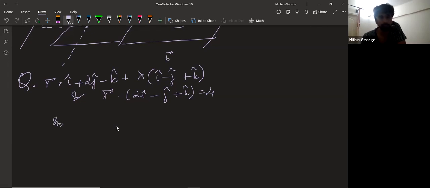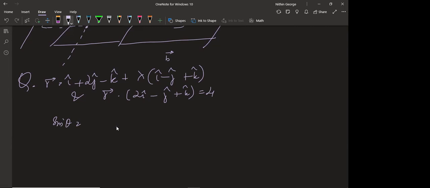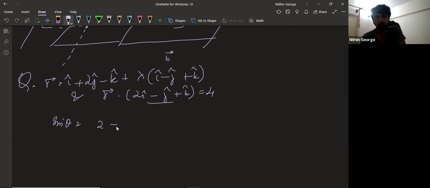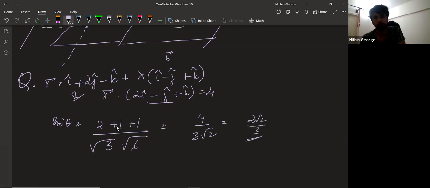Wait. So we have sine theta, like we understood, between line and a plane. Just think about that. From the plane, you get the normal vector. So sine theta will be equal to the dot of these two. When you dot these two, you get 2 plus 1 plus 1 divided by the modulus of each. Root of 1 plus 1 plus 1, root 3. Root of 2 square plus 1 plus 1, which is root 6. This becomes sine theta equal to 4 divided by 3 root 2, which is 2 root 2 divided by 3. So theta is sine inverse 2 root 2 divided by 3. This is what you get.